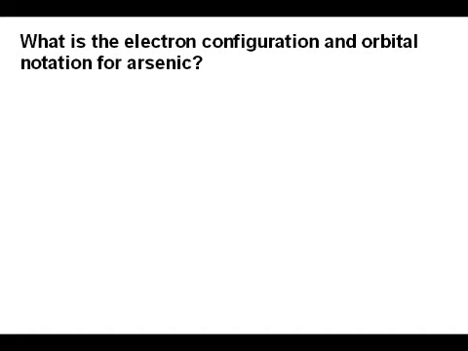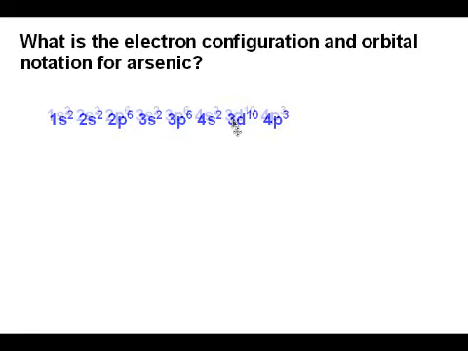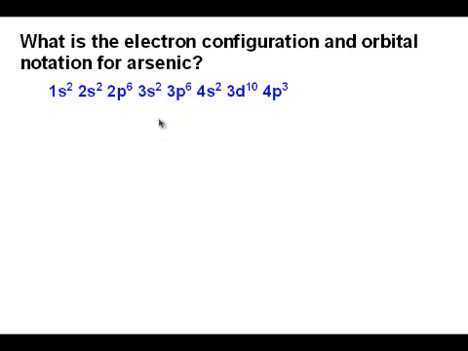Then, when we're doing the electron configuration, we're going to use the format 1s2, that 2 meaning to the 2nd power, 2s2, 2p6, etc., using that electron configuration chart that we just looked at until we get up to the final number of electrons. We see that this one ends with 3d10 and then 4p3.